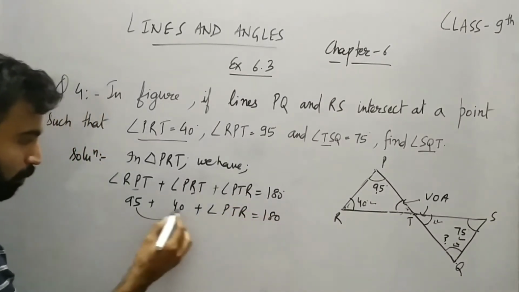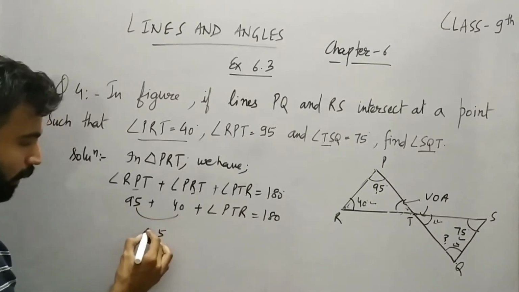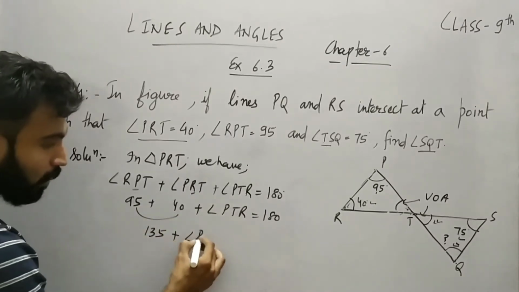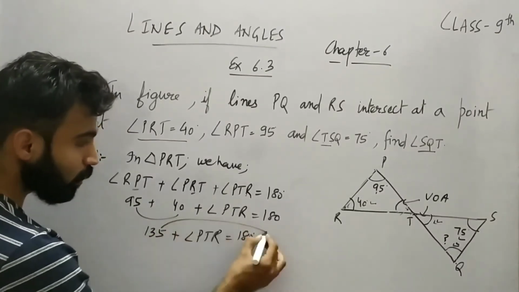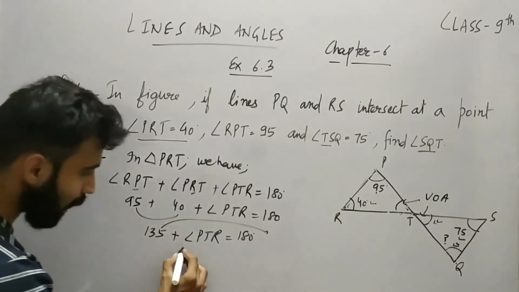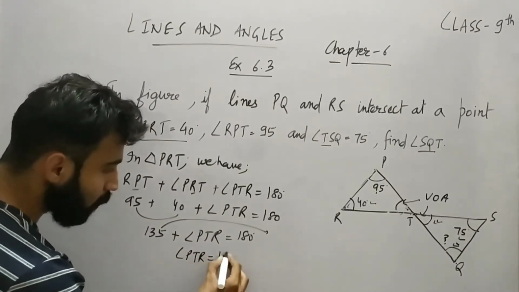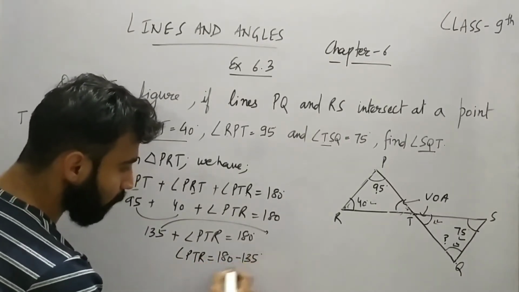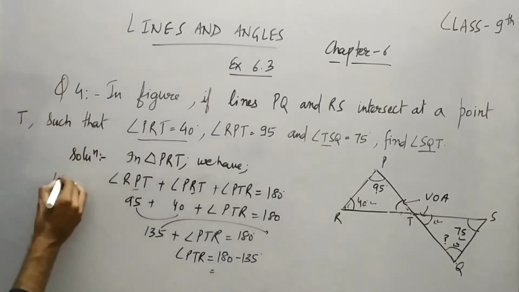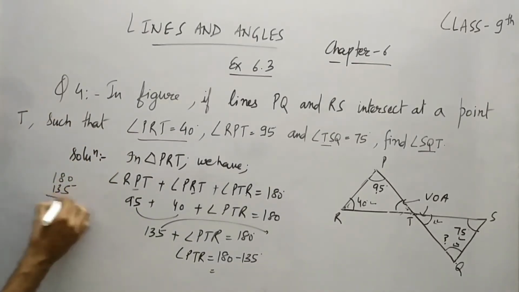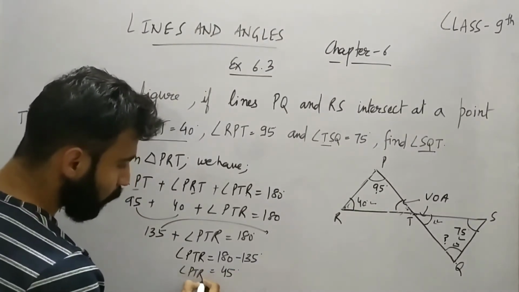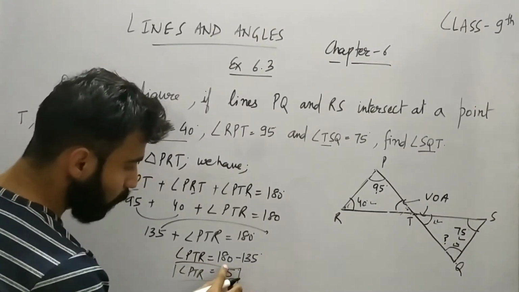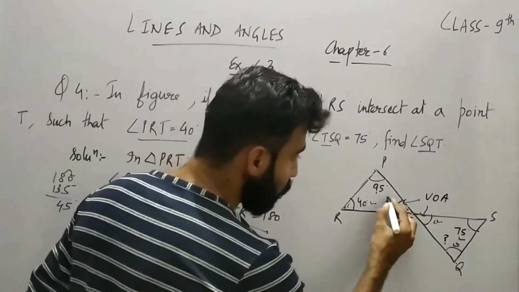Now add them: 0 plus 5 is 5, 4 plus 9 is 13. So 135 plus angle PTR is equal to 180 degrees. Now transfer this 135 there, so this will give me angle PTR as 180 minus 135 degrees. Let me subtract it right here. 180 minus 135: 10 minus 5 is 5, 7 minus 3 is 4. So this will give me 45 degrees. So angle PTR is now 45 degrees. Let me write that.